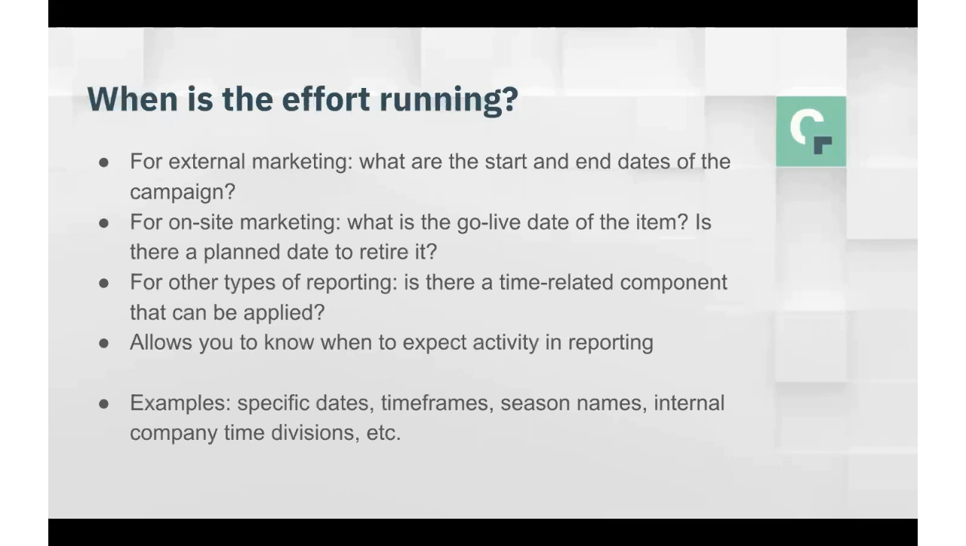This allows you to know when to expect activity in reporting. So if you're looking at a report for the month of February and you don't see any activity for this campaign, you'll know that the tracking's not broken because the campaign is not scheduled to start until March. Some examples of time-based values that you may wish to collect are specific dates the campaign is running, time frames, perhaps the campaign is seasonal, or there may be individual time divisions specific to your company, such as a particular quarter or other division that your company uses for fiscal reporting.